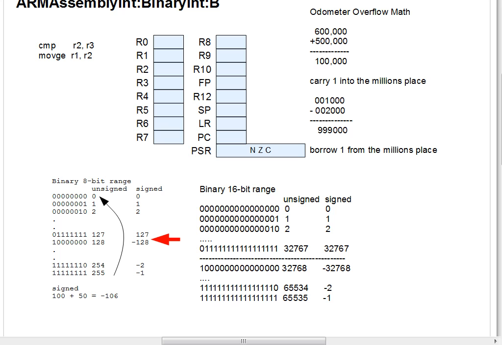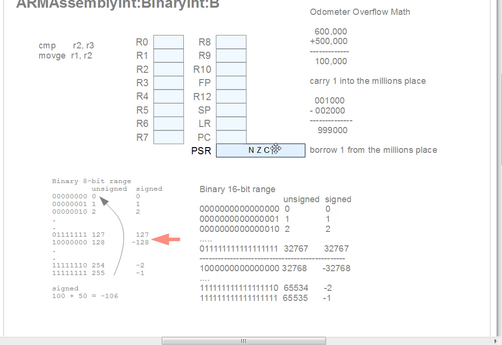So even adding, to take an extreme case, minus 128 and minus 128 results in 0, not a negative value. And adding 127 to 127 results in minus 2, not a non-negative value. So the acid test of signed overflow is that the two added values have the same sign, both either negative or positive, but the result has the opposite sign. This condition is what the PSR V flag detects. V is for overflow.